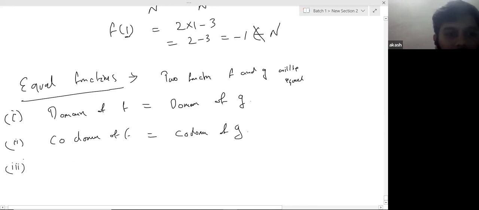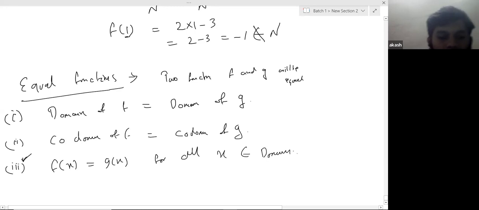Third is, and don't forget this condition. This is also very important. All right, 3 should be there. f of x should be equal to g of x for all x that belongs to the domain. What does this mean? That these two are not sufficient.